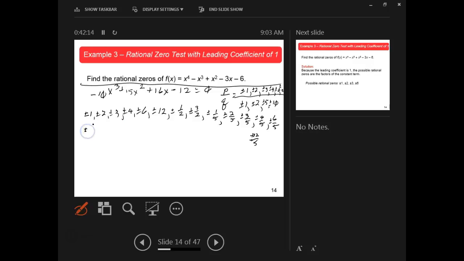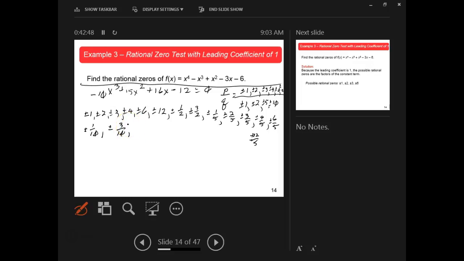Plus or minus 1 over 10. Plus or minus 2 over 10 is 1 over 5. You already got that one. Good, thank you. Next, plus or minus 3 over 10. 4 over 10 is 2 over 5. You already got that one. 6 over 10 is 3 over 5. You already got that one. And 12 over 10 is 6 over 5. You already got that one. There's your possible zeros. We could be here a while.